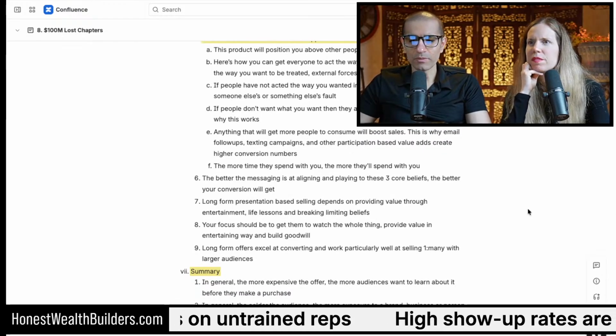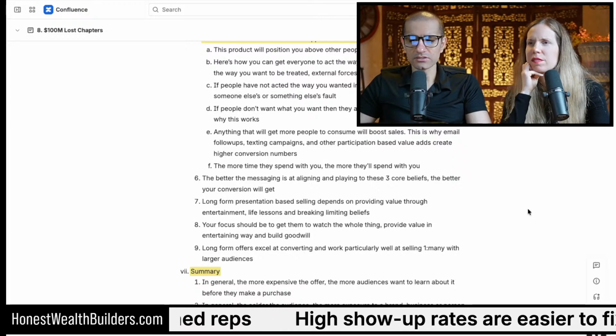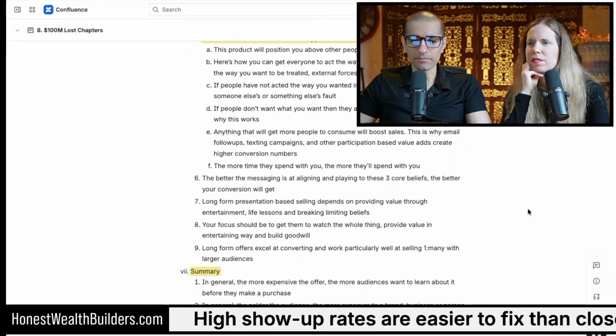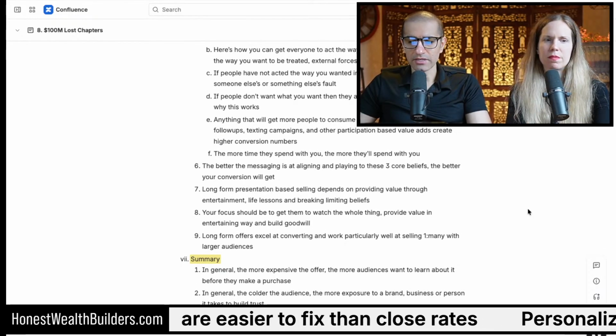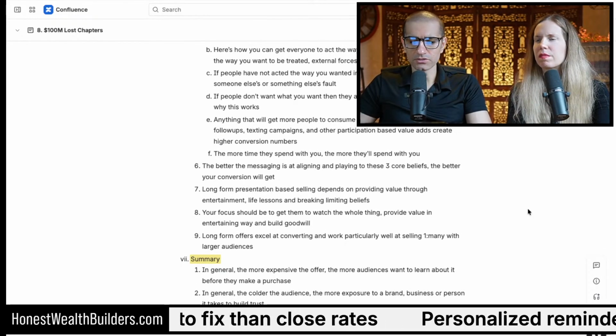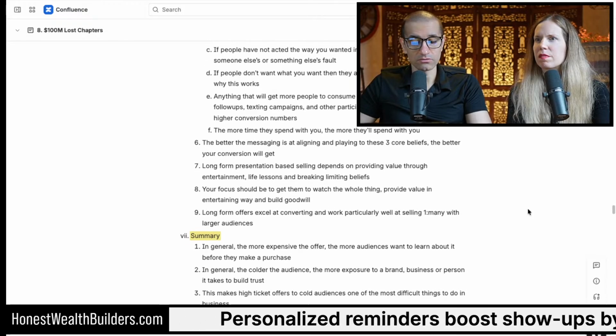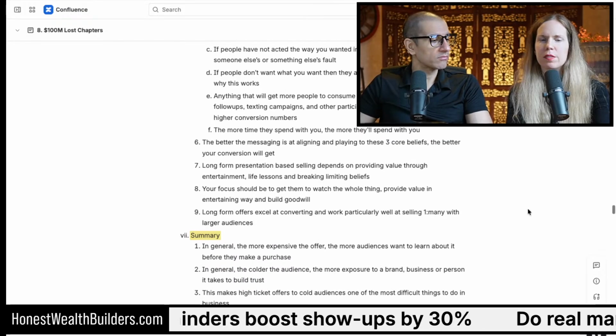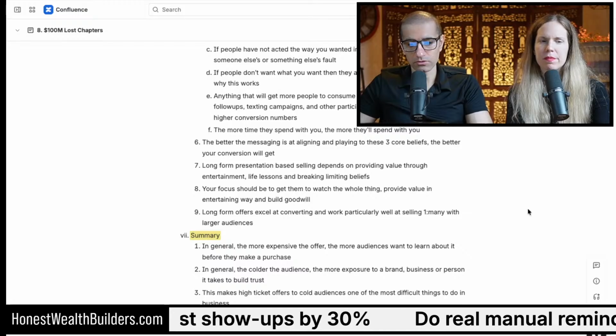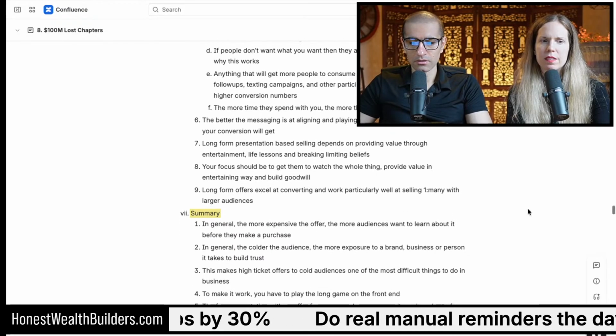Anything will get more people to consume and will boost sales. This is why email follow-ups, texting campaigns, and other participation-based value ads create higher conversion numbers. The more time they spend with you, the more they will spend with you. That we know for sure, right? The more you talk to people, the more likely they will buy more stuff.